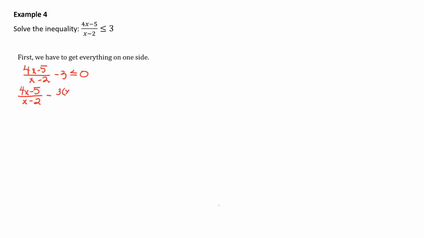So the first thing we need to do is get everything on one side. So we are going to subtract 3 on both sides. 4x minus 5 over 2x minus 2 minus 3 is less than or equal to 0. Now we need a common denominator, which is x minus 2. So we multiply that 3 by x minus 2 over x minus 2, and then we combine those fractions and simplify it, and we have x plus 1 over x minus 2.